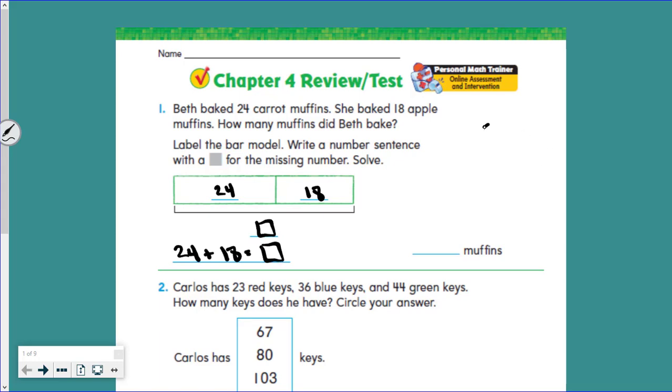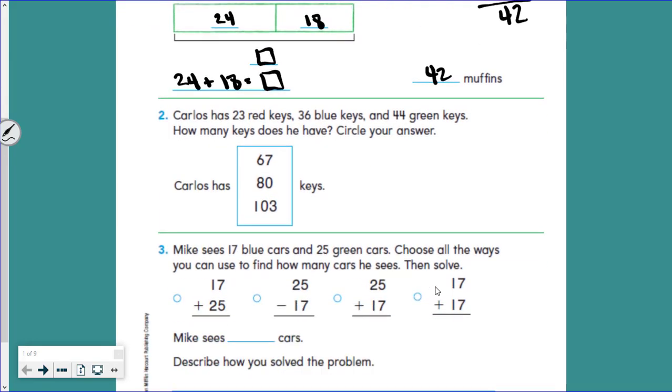So we need to rewrite the problem, right? We need to show our work. Okay. And then we start working through this problem. So 4 and 8 is 12. So 12 is 1 ten and 2 ones. And then we add our tens. We get 4. So she baked 42 muffins. All right, let's keep it moving.